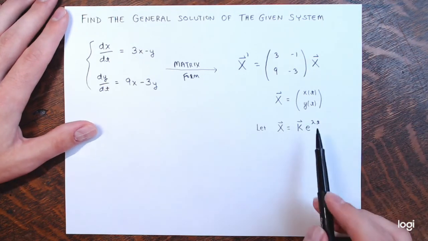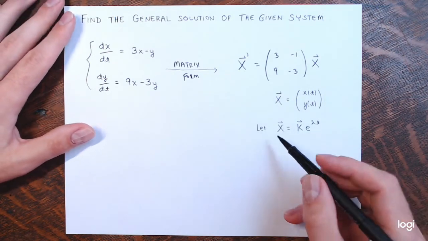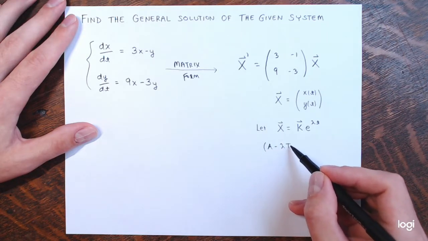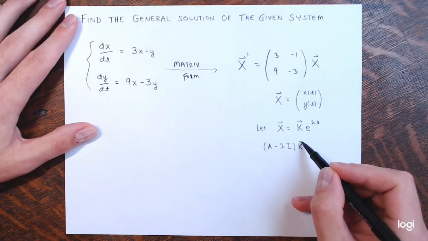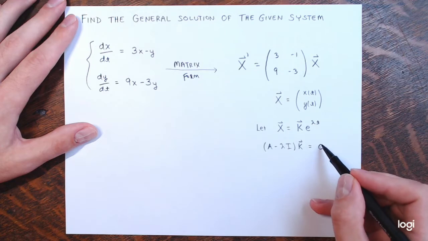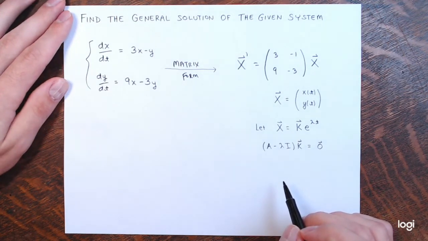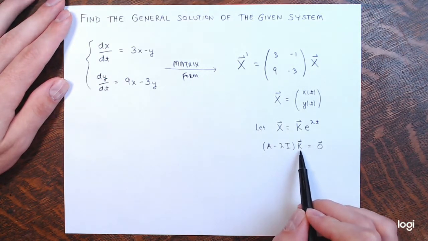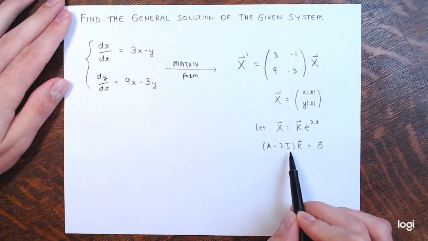And I pop that in here, and then we get rid of the e to the lambda t, and we end up solving this equation, A minus lambda I, where I is the identity matrix, times these vectors k that I'm looking for. When is that equal to the 0 vector? And this would be called the auxiliary equation for this system. The only way this has non-zero solutions for k is if this matrix A minus lambda I is singular, so if the determinant of that is equal to 0, and that's where I'm going to start.